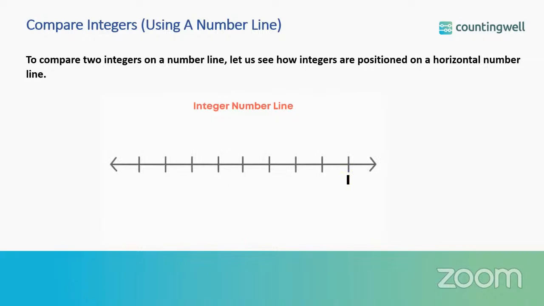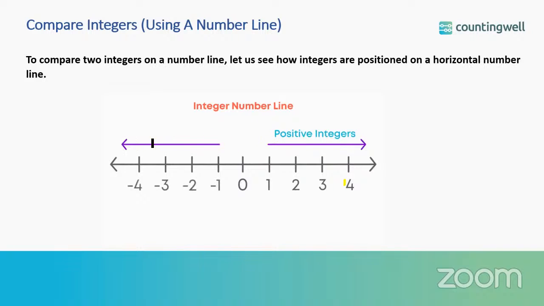Let us compare two integers using a number line. Let us see how integers are positioned on a horizontal number line. So we can see positive integers are placed on the right side of 0, whereas negative integers are placed on the left side of 0. We know 0 is neither positive nor negative.